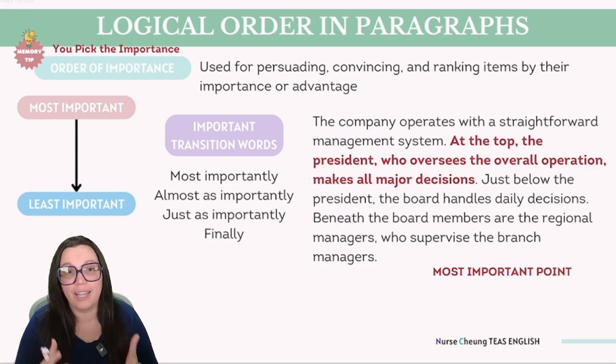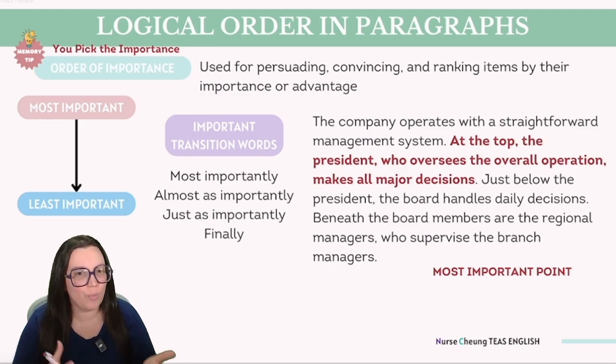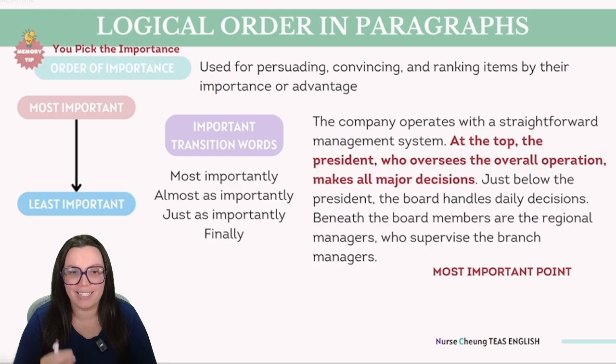Now let's consider the following paragraph, which is structured based on the order of importance. The company operates with a straightforward management system. At the top, the president, who oversees the overall operation, makes all major decisions. Just below the president, the board handles daily decisions. Beneath the board members are the regional managers who supervise the branch managers. Most importantly, almost as importantly, just as importantly, and finally, are some key transitional phrases that are used to effectively show the method of organization. These transitions help to clearly signal the hierarchy of points and arguments, guiding the reader through the structured flow of ideas.